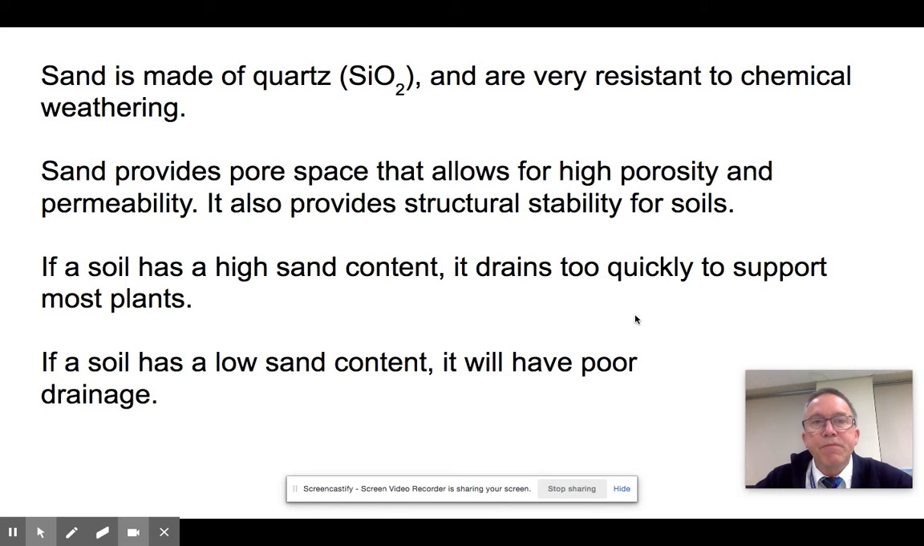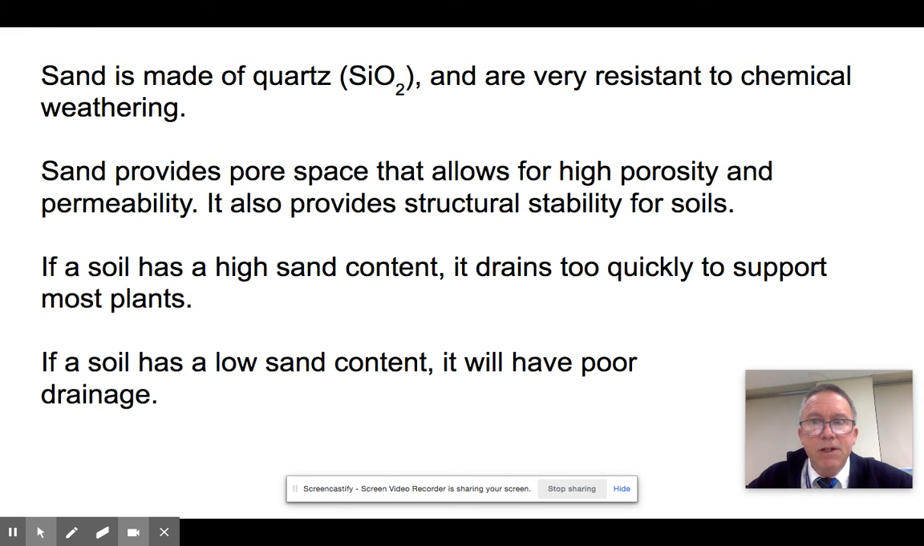Now, sand is basically made out of quartz. Quartz is what glass is made out of. And it's a very chemically resistant material, so it doesn't weather chemically very well. It is also mechanically pretty strong. So when you walk on a beach and you see all that white sand, that's just quartz material.